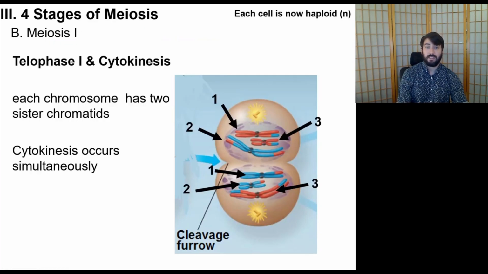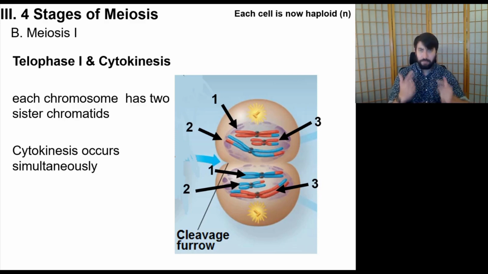Now, in telophase 1, we have a similar process to mitosis, where the nucleus reforms in each cell and the cytokinesis kind of splits the cytoplasm. But in meiosis 1, the chromosomes in each daughter cell each have two sister chromatids, which means that by the end of telophase 1, both cells are now haploid.